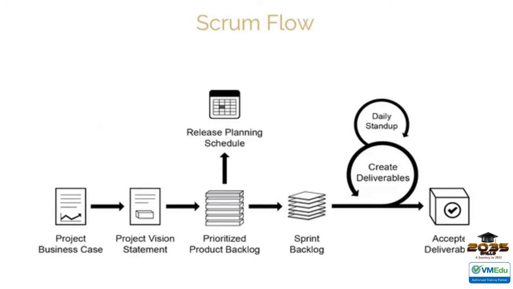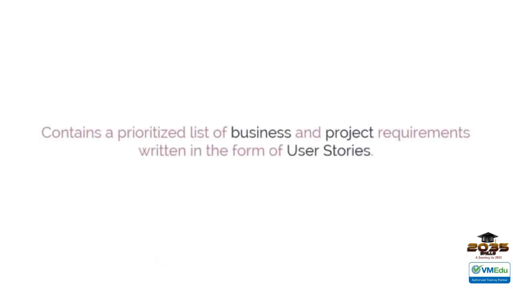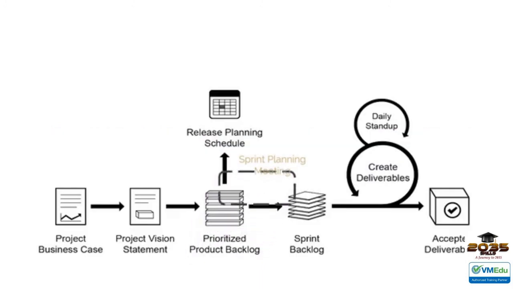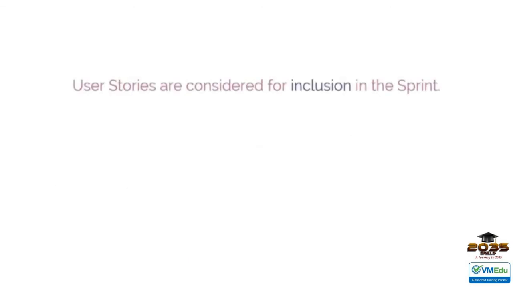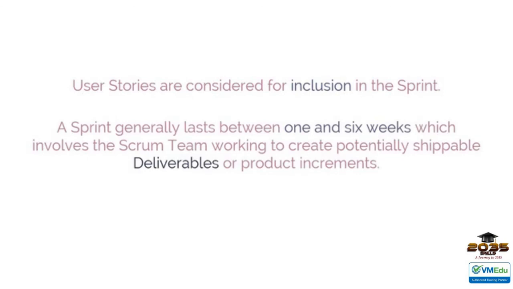As you can see here, the Scrum cycle begins with a stakeholder meeting, during which the project vision is created. The product owner then develops a prioritized product backlog, which contains a prioritized list of business and project requirements written in the form of user stories. Each sprint begins with a sprint planning meeting, during which high-priority user stories are considered for inclusion in the sprint.